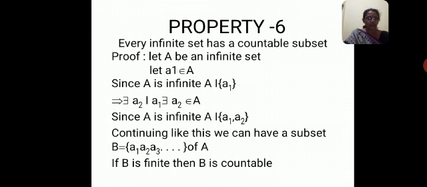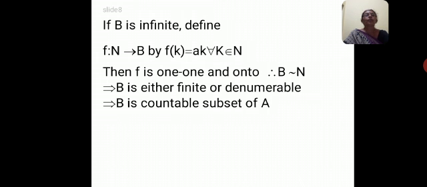That implies there exists a2 not equal to a1, a2 belonging to capital A. Since A is infinite, A is not equal to the set {a1, a2}. Continuing like this, we can have a subset B equal to {a1, a2, a3, and so on} of the set A. If B is finite, then B is countable. If B is infinite, define a function f from N to B by f of k equal to a_k for every k belonging to N.